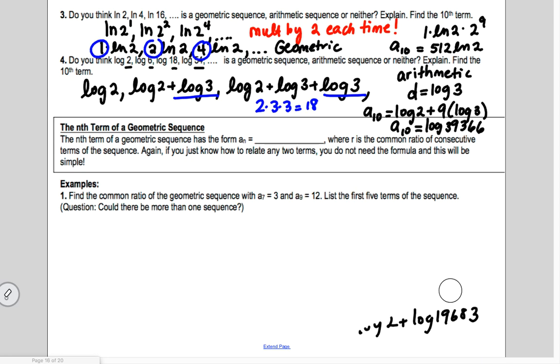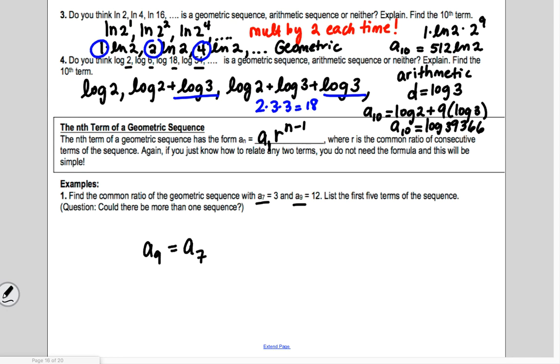Okay, so let's try this next one. The nth term of a geometric sequence is always we start with the first term and we multiply by our r, our common ratio, n minus 1 times. Again, don't memorize it, just know how to get from one term to another. So if I have the 5th term and I want to get to the 12th term, I multiply by r 7 times. Okay, so it says find the common ratio of the geometric sequence with a sub 7 equal to 3 and a sub 9 equal to 12. So I'm going to write an equation that relates the 7th term to the 9th term. So how many times do I need to multiply by r?